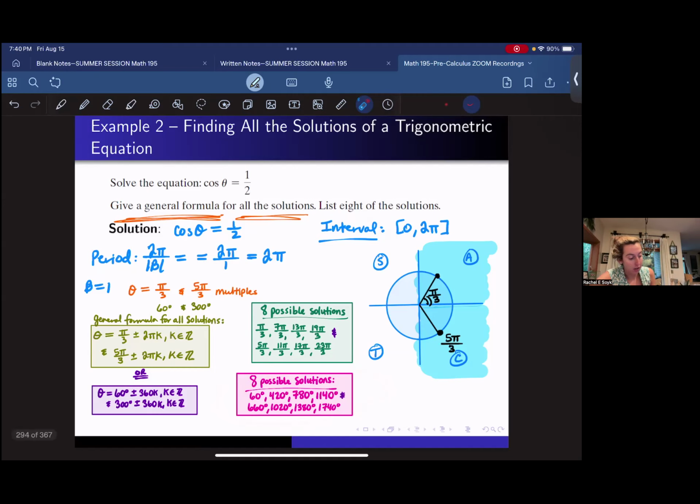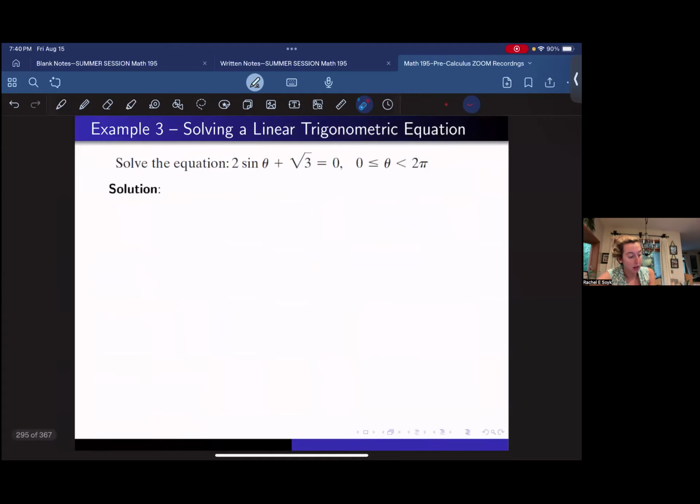Let's move on. Our next example, we're asked to solve this equation, and now we're given bounds, which makes our life a little easier because now we only have a particular number of solutions. Anytime we have bounds, that's a good thing. That means we have a definite number of solutions within that interval. Let's just find them all, and then we're done. So let's write out our equation. We have 2 sine theta plus square root of 3 is equal to 0.